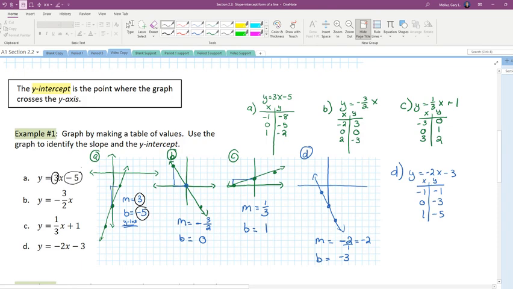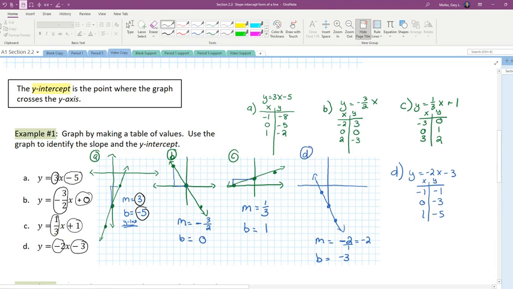On part B, we have a slope that we said was negative 3 halves. Well, there's a negative 3 halves being multiplied by x. And then the y-intercept is 0. I have a plus 0 being added here, and that's the same. Part C, slope 1/3, y-intercept is 1. We have a plus 1. Slope is negative 2, y-intercept is negative 3. We have a minus 3.